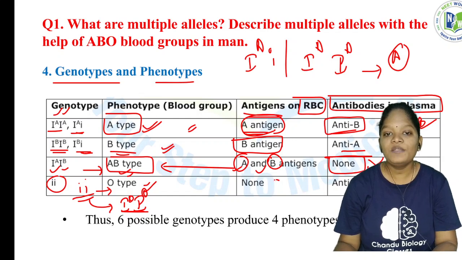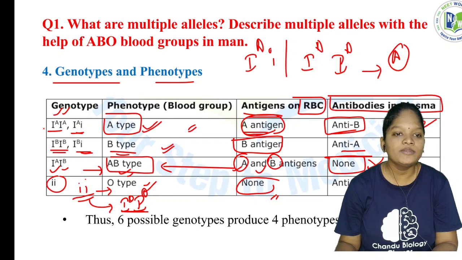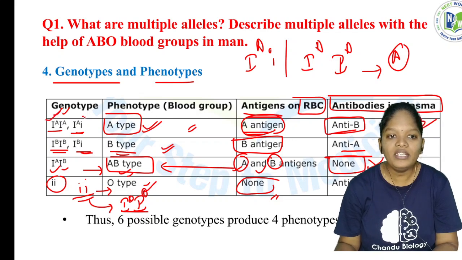The antigen present on the RBC in case of O blood group: there will be no antigen in this blood type, but there will be the antibody. A antibody and B antibody, both types of antibody are present in the plasma. So, 1, 2, 3, 4, 5, 6.